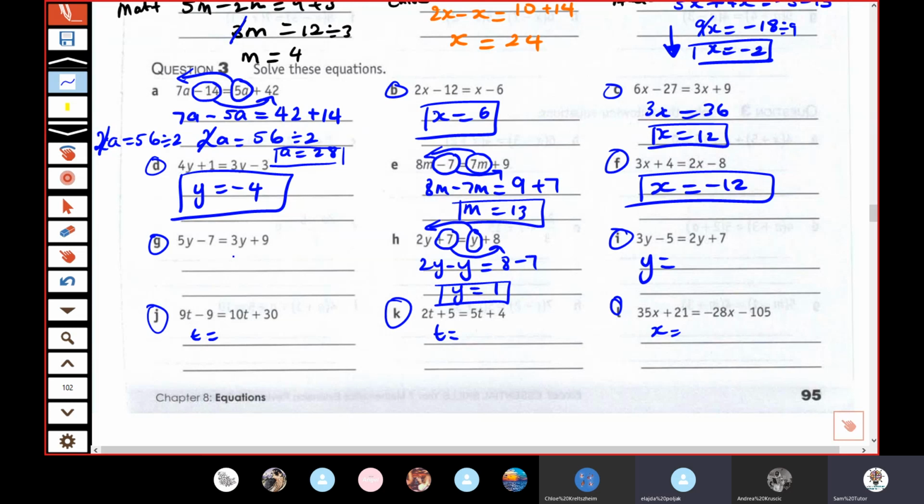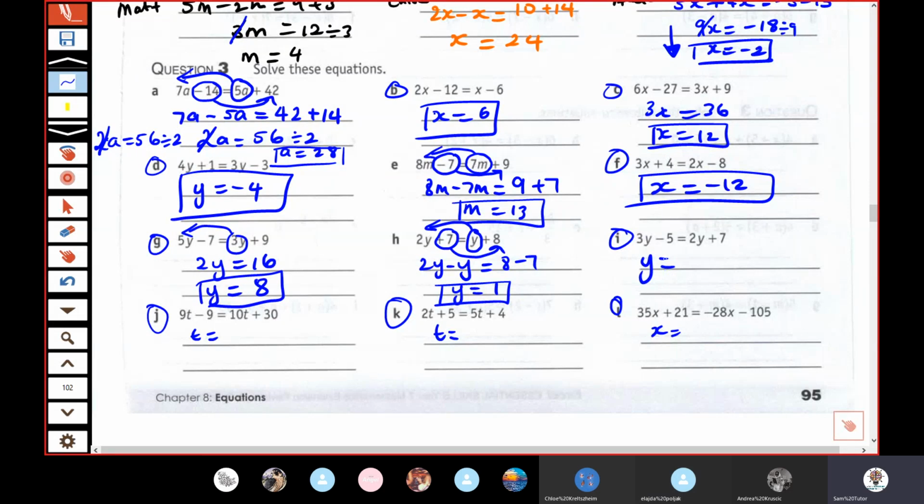So would it be y equals 16? Well, you're close. It's 2y equals 16 because you bring 3y over. It becomes 2y, and then you've got to divide by 2. So would it be y equals 8? Yeah. Oh, okay.